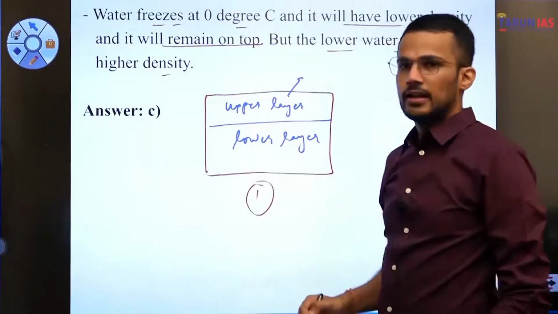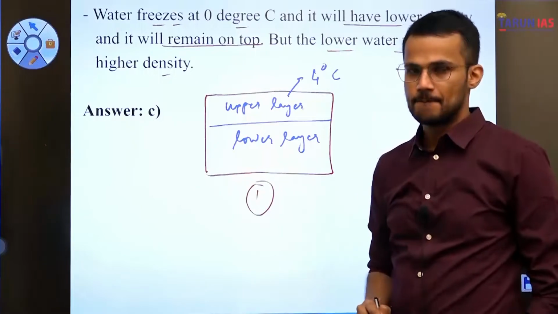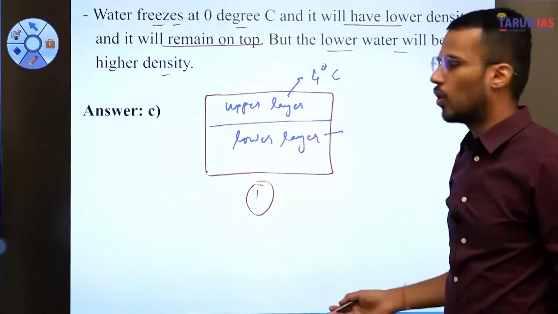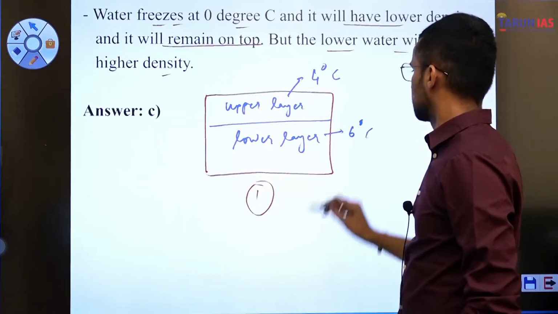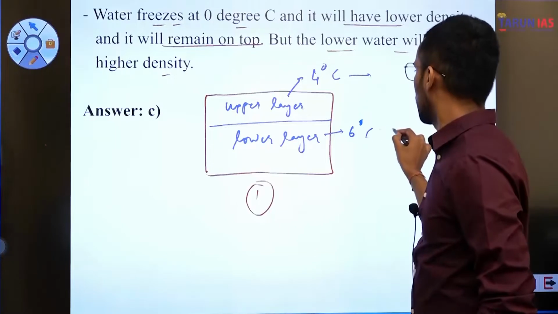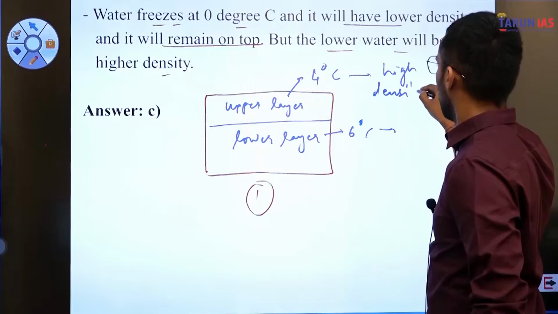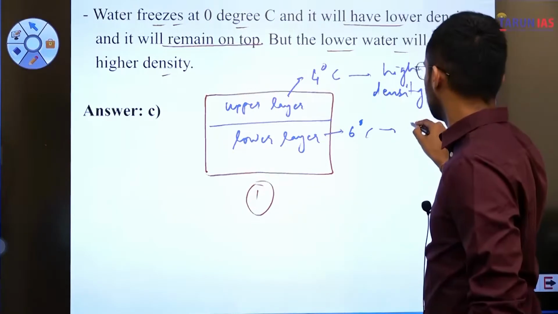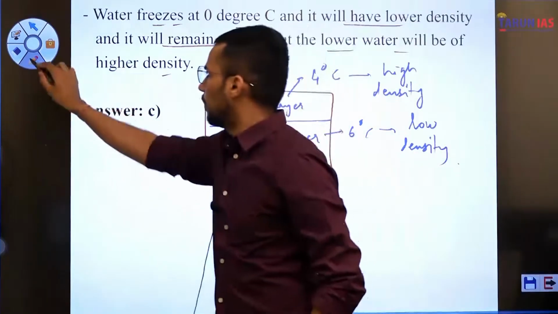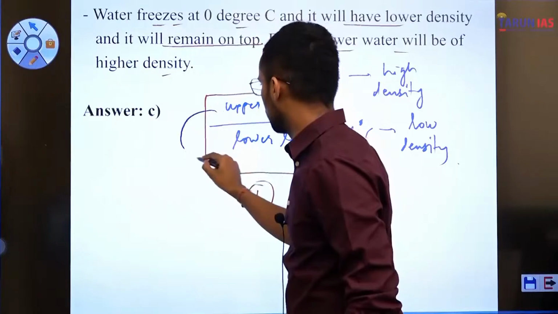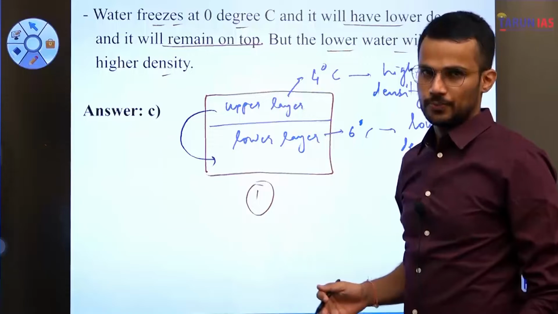And this upper layer, let's consider its temperature has reduced to 4 degrees Celsius now, right? And this lower layer of water is, let's say, at 6 degrees Celsius, right? So the density will be higher for this upper layer. It will have high density. And as it has higher density than the water at 6 degrees Celsius, what will happen? This upper layer of water will sink down. It will sink down, and this 6 degrees Celsius water will be at the top, right?